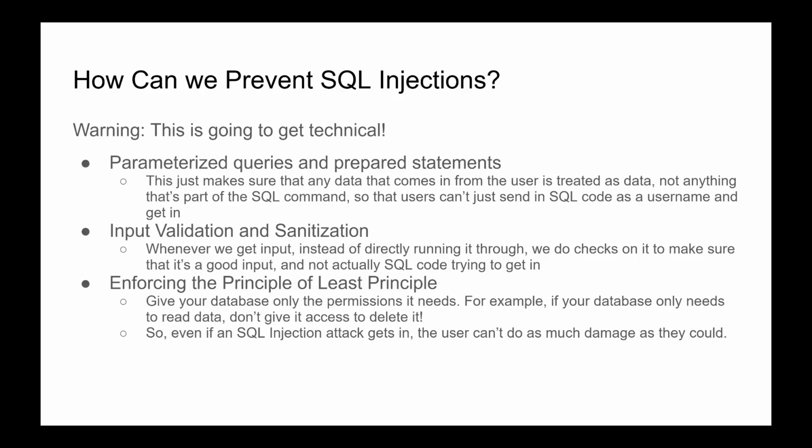Next, checking the user input and making sure that it isn't SQL in disguise is also really easy and can prevent a lot of attacks from happening in the first place. Lastly, enforcing the principle of least privilege is a great emergency feature to put in place. By only giving a database the permission it needs, even if an injection got in, a user can't do as much damage as they could. So it's a bit better for companies than just having no protections in the first place.